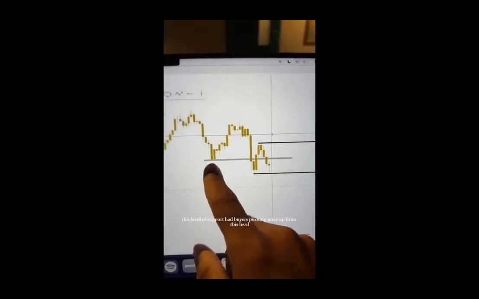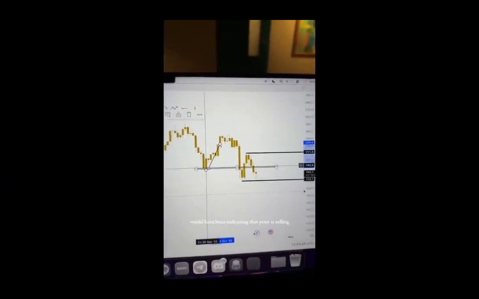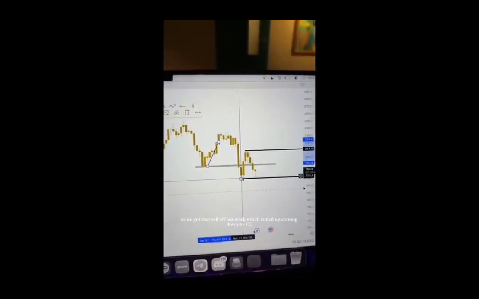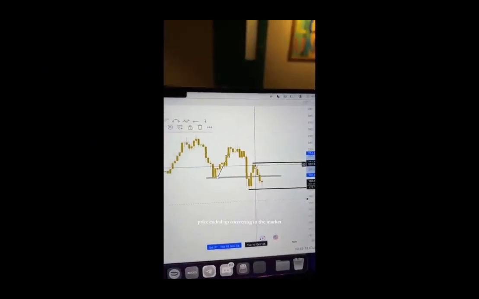Okay, so as you can see, this level of support had buyers pushing price up from this level. So anything under this level would have been indicating that price is selling, right? So we got that sell-off last week, which ended up coming down to 173. Price ended up correcting in the market. I went down to the 4 hour time frame.